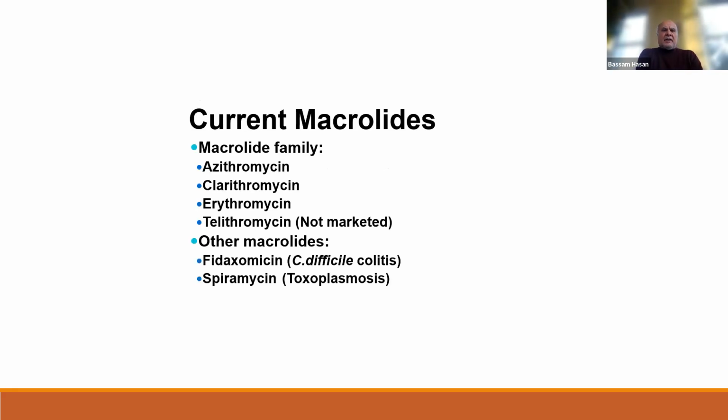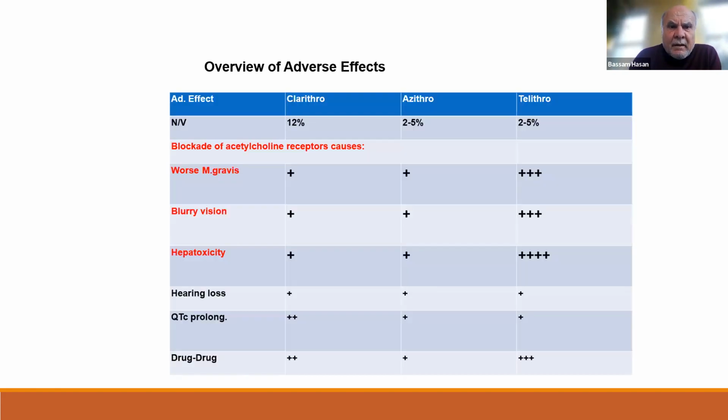Current macrolides: azithromycin, clarithromycin, erythromycin. Telithromycin not marketed because of its severe side effects. Other macrolides, fidaxomicin, do you have it for C. diff? I don't think so. This is a very expensive medication. I really don't even like to use it. And spiramycin for toxoplasmosis. All right, when it comes to the macrolides, one of the most important things is to understand their side effects. Which category of patients would you like to avoid these medications?